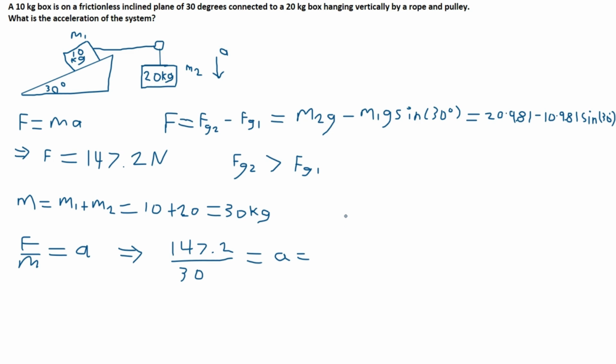And calculating this value, we get that the acceleration is equal to 4.91 meters per second squared. And the direction will be down for mass 2, or mass 1 will be going up the ramp.